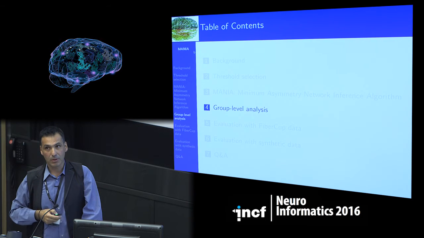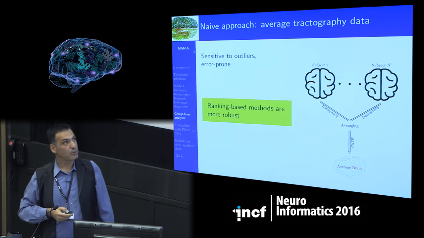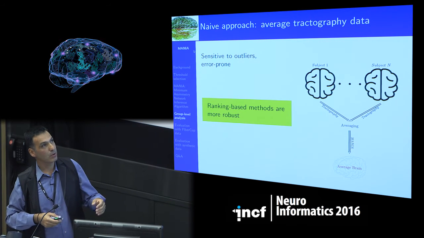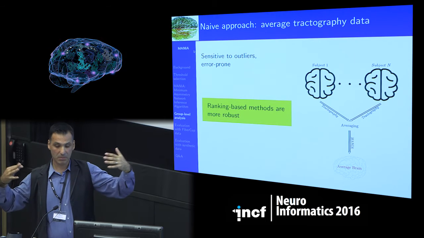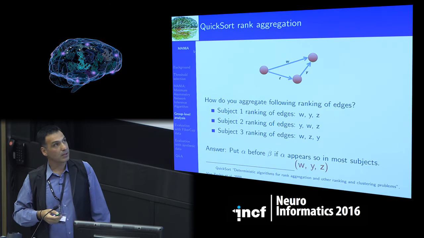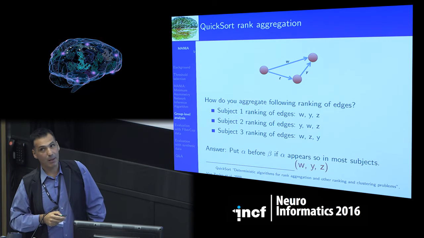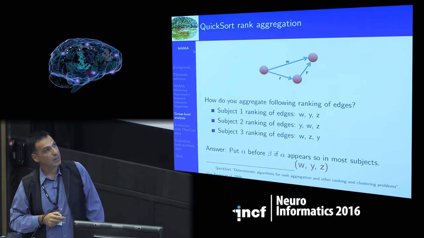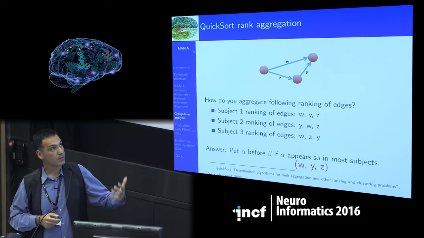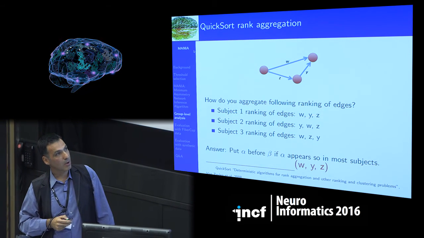So how do we do our group level analysis based on these confidence values? Again, the naive approach would be just to somehow average the tractography data, or perhaps to construct a network for each subject and then somehow put the networks together. What we do is a more non-parametric, ranking-based method, where for every subject, we can rank the edges in terms of confidence, using this confidence metric that I just described earlier. So we can say for subject 1, for example, W is more likely than Y, and so on.